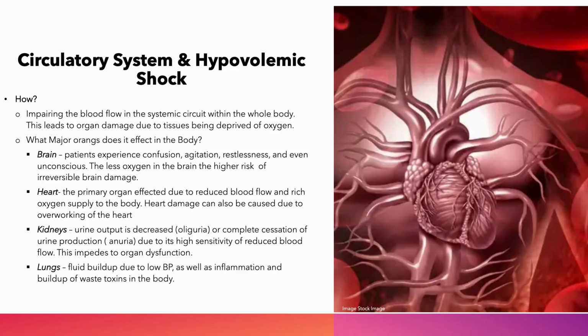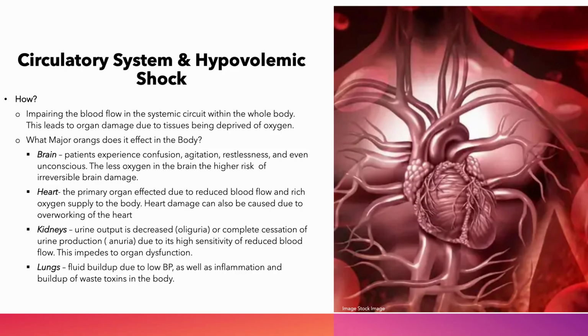So next up, we're going to talk about how hypovolemic shock goes hand in hand with the circulatory system and how it's damaged. Blood flow in the systemic circuit within the whole body is being impaired. This leads to organ damage due to tissues being deprived of oxygen. We have many organs within the body affected while hypovolemic shock is occurring, organs like the brain, heart, kidneys, and lungs.